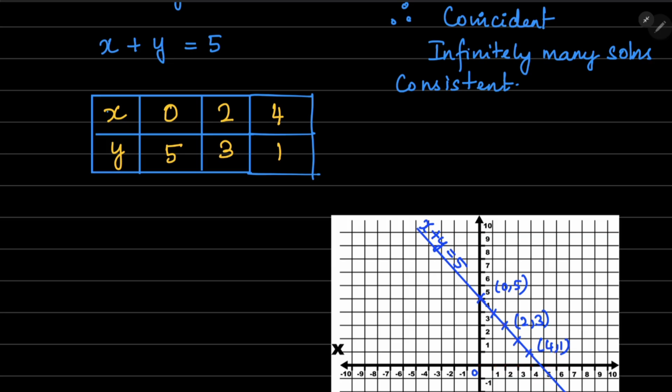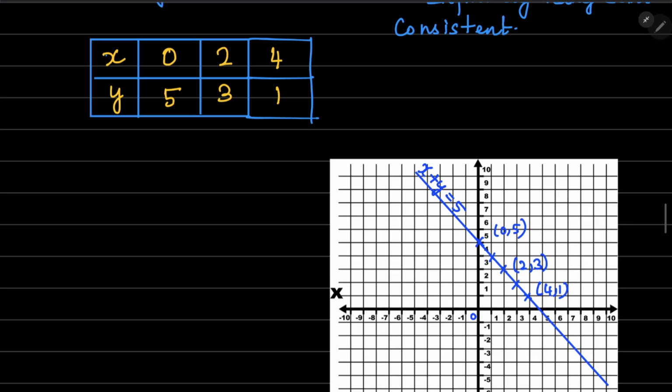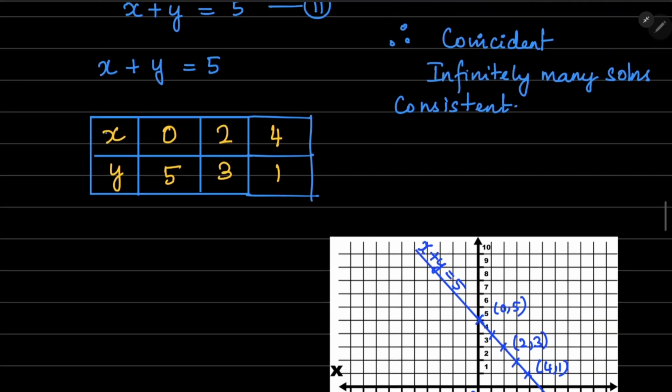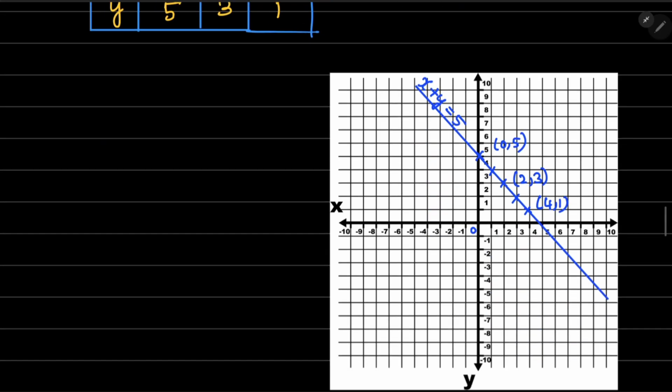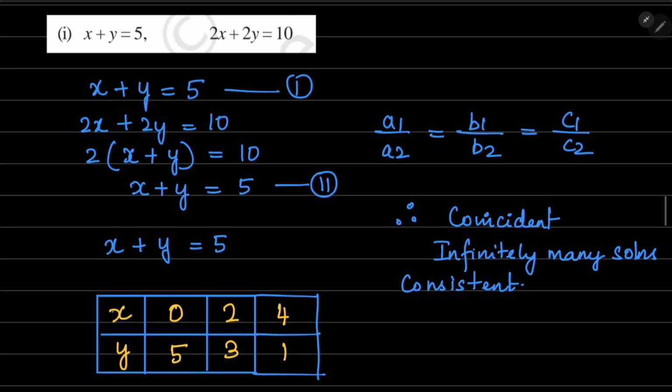All of these are solutions. So how many solutions are there? What do you observe? The lines are overlapping, right? So the first line is the same line, the second line is also the same line. The lines are overlapping. All these lines are coincident. It has infinitely many solutions. More than one solution is there. So wherever this line passes through, all those points are solutions. So that's why we say infinitely many solutions. Okay, so that's all about it.